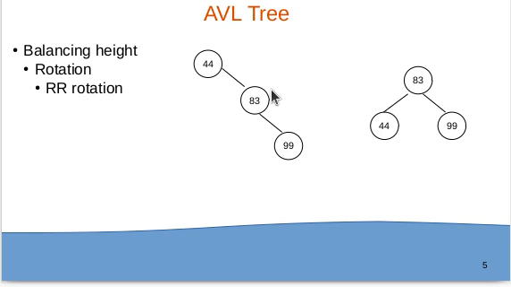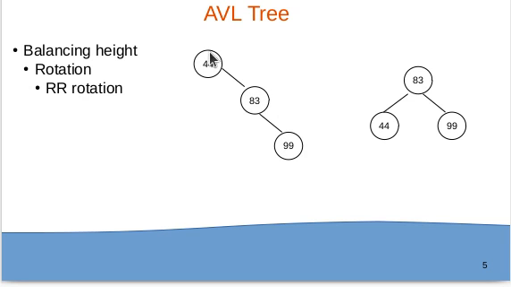So it is okay. But for 44, the height of the left child is 0 and the height of the right child is 2. So 0 minus 2, that is minus 2. So it is not height balanced, and we have to balance it. In RR rotation we have to rotate once.